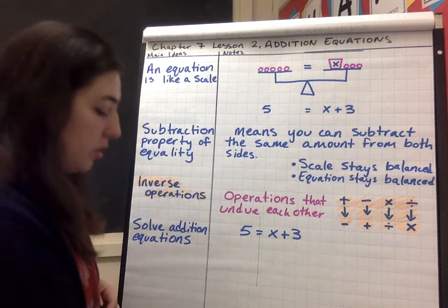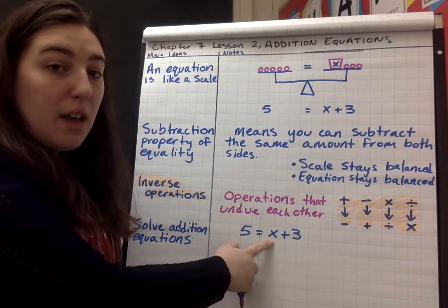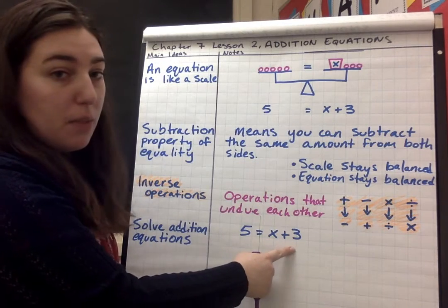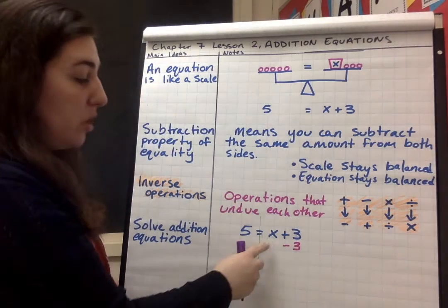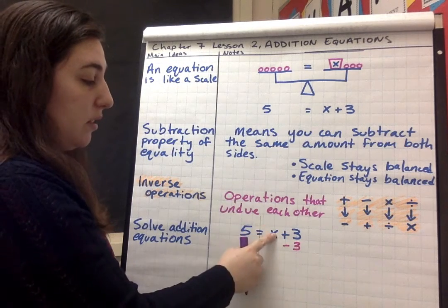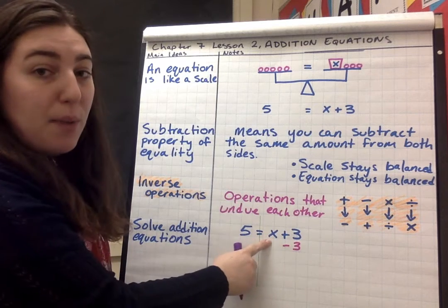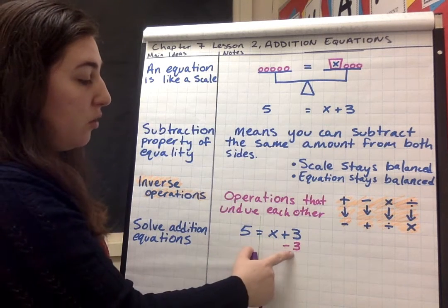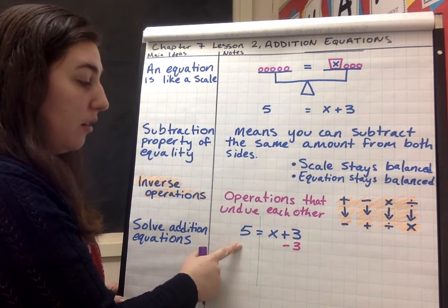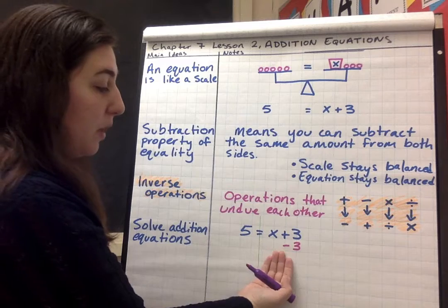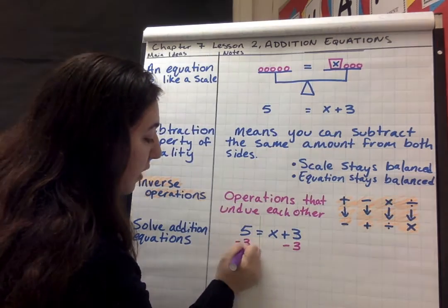So to find out what x is, I need to take 3 away from this side, because I just want to find out what x is. So if I take 3 away, then I'll get x by itself. Okay, so I'm also going to do the same thing on this side. This line tells me I have to mirror whatever I do on this side over here. So I also need to subtract 3 right there.